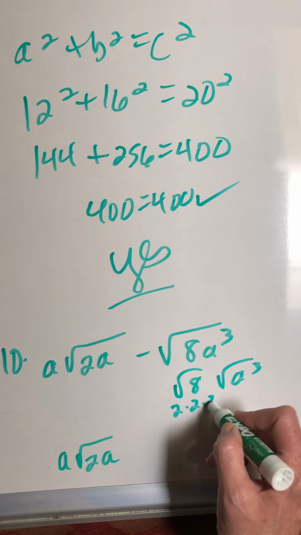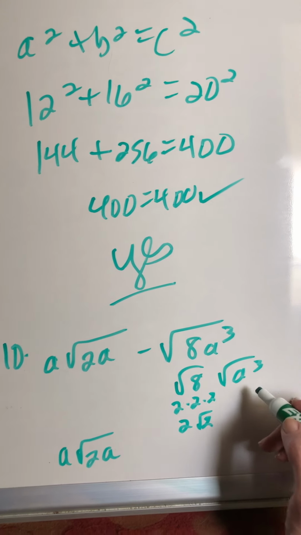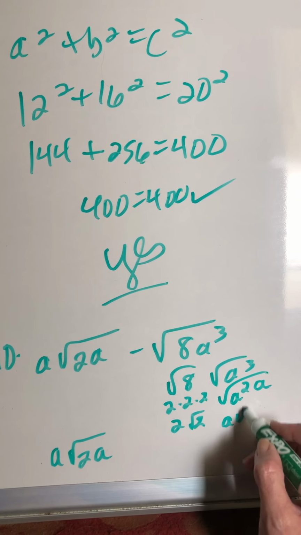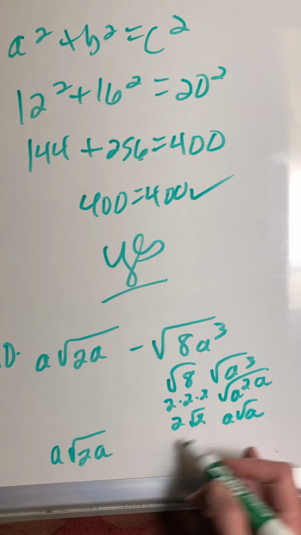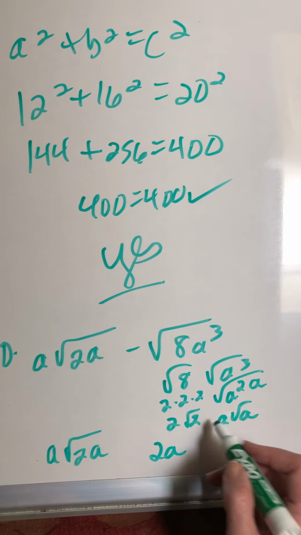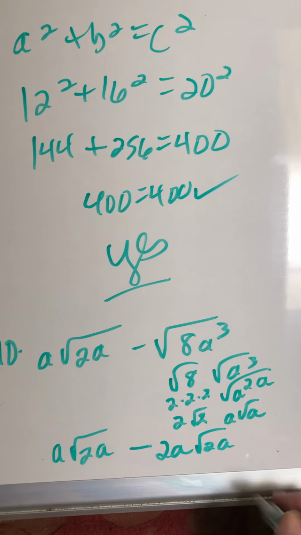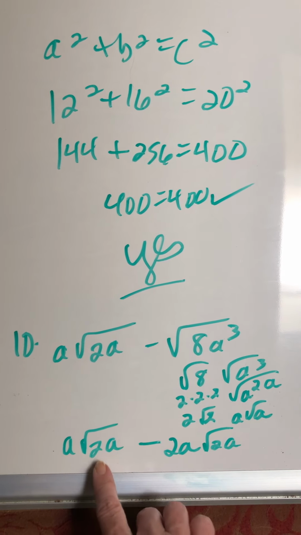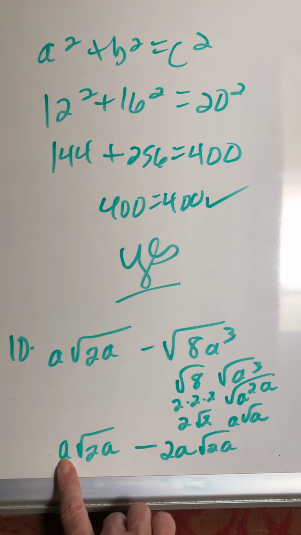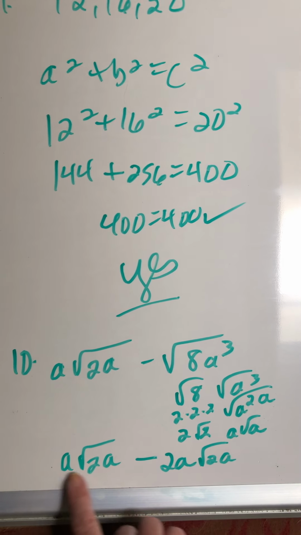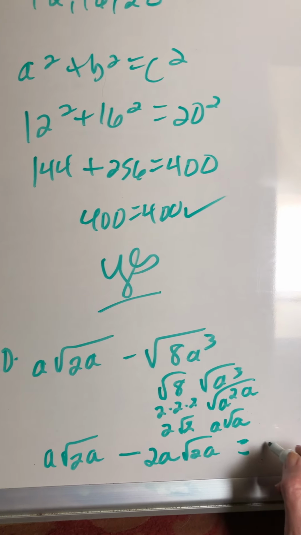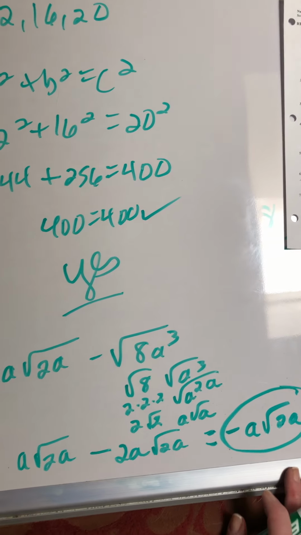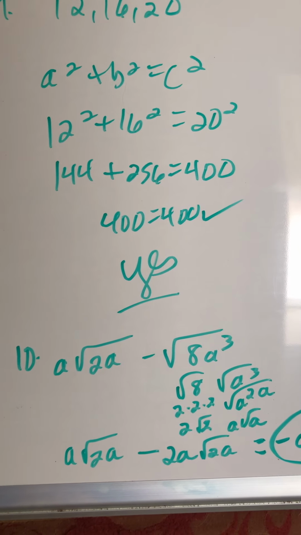8 is 2 times 2 times 2, so that's 2 square root of 2. A cubed is a squared times a, so if I take the square root of that, that'd be a square root of a. So when I put these together, the 2 and the a on the outside stay together, and the 2 and the a on the inside stay together. So that's how it simplifies. So I've got a square root of 2a minus 2a square root of 2a. Well, they're like terms. They both have a square root of 2a, and they both have an a. So 1a minus 2a would give negative a, or negative 1a, square root of 2a. We just leave that square root of 2a like it is. Okay, so that's number 10.